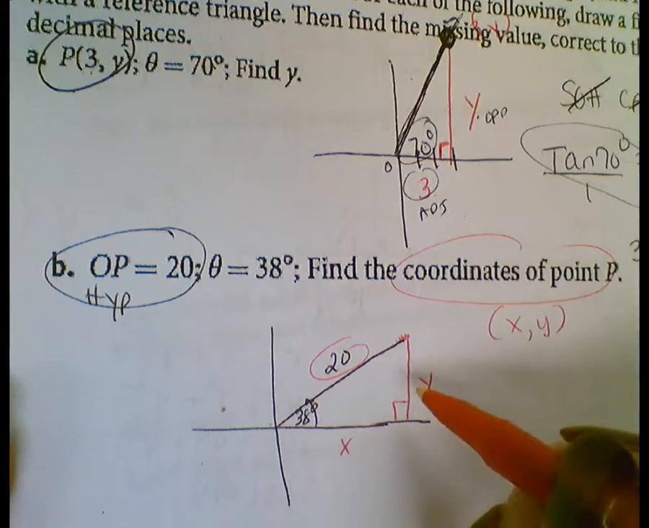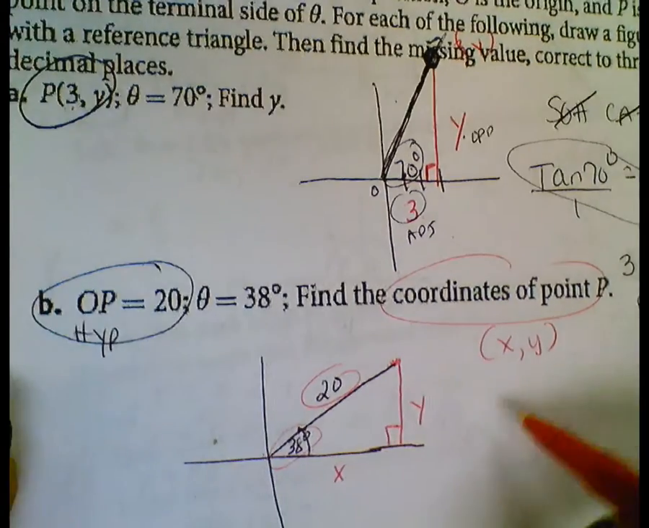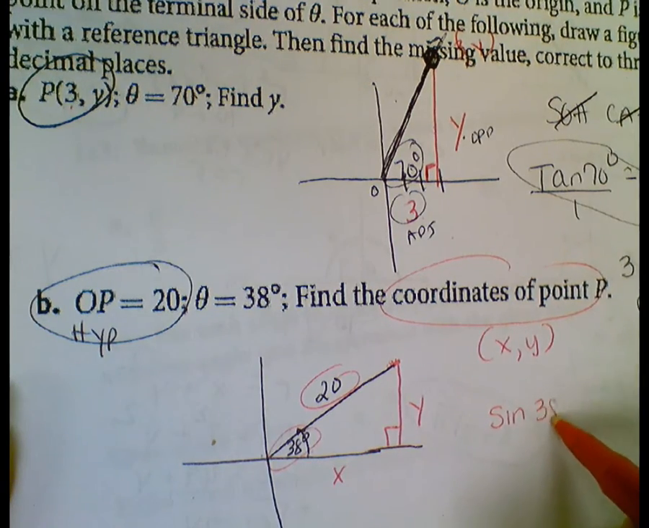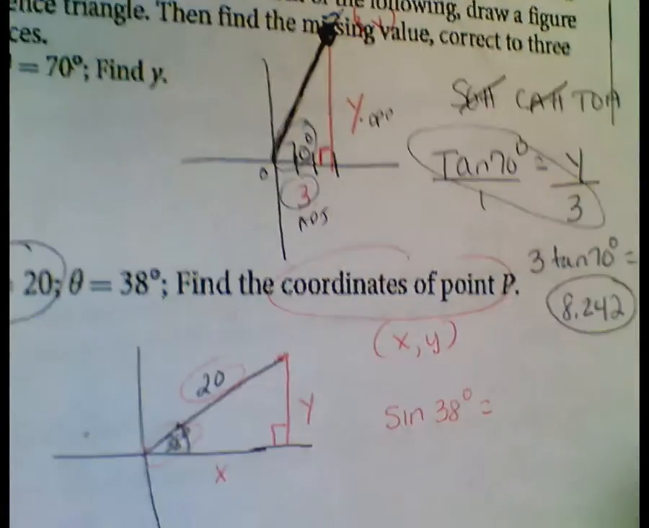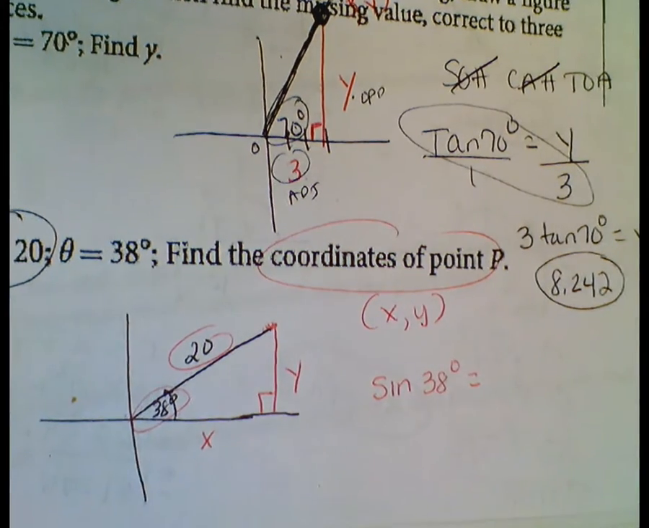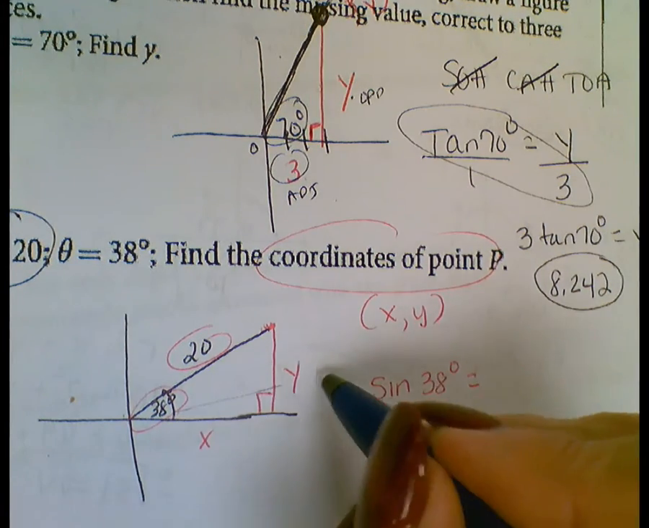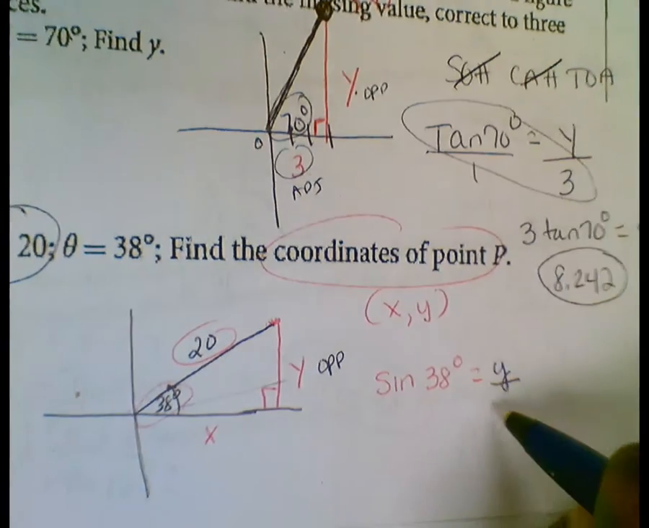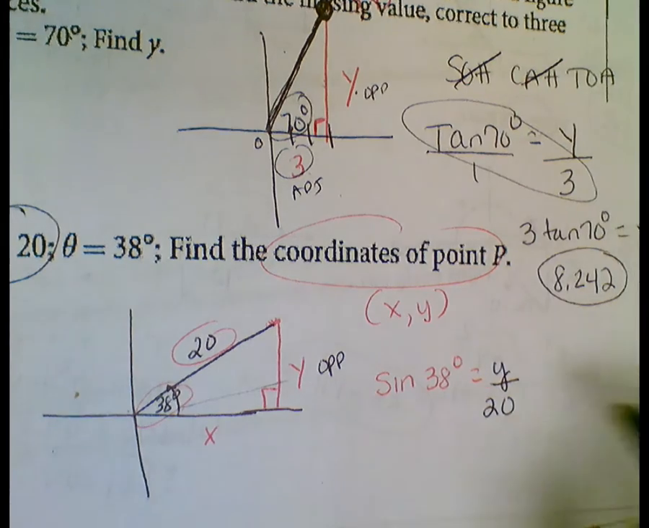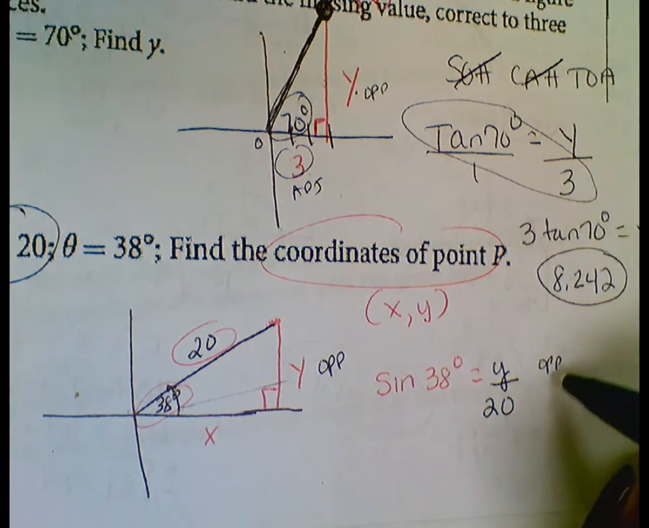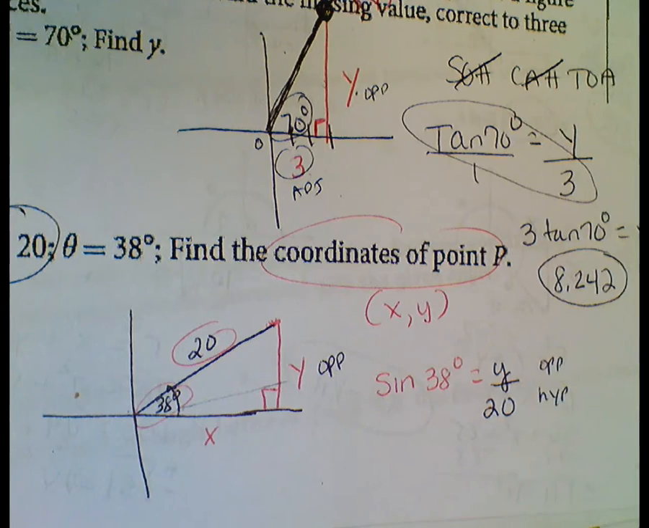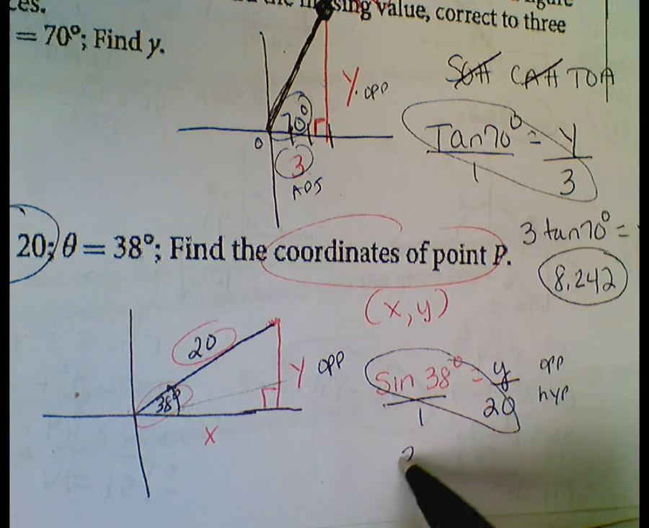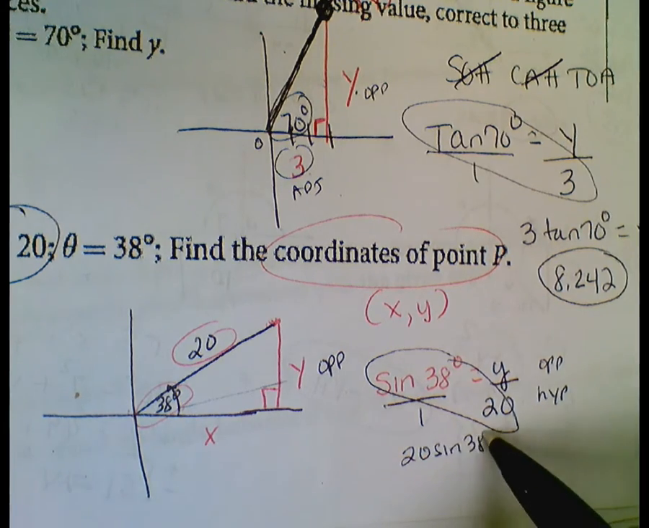So we know a hypotenuse and we know an angle. So I can do sine or cosine. So I'm going to do sine first. Sine of 38 is equal to opposite, which is this. The y is always the opposite. Y over hypotenuse. Hypotenuse is 20. So this is opposite over hypotenuse. That's what sine is. Put this over 1 and cross multiply. So it's 20 sine of 38 equals y.